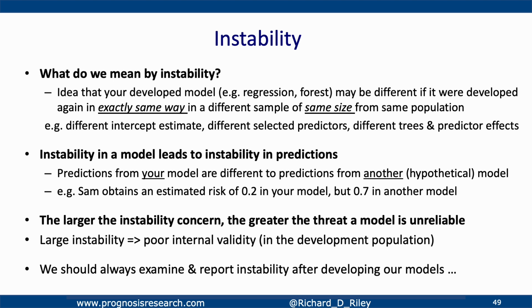So the larger the instability concern, the greater the threat a model is unreliable. Large instability means poor internal validity. So in the development population, the model that you've developed is not likely to perform well, even in that development population, let alone in an external validation of a different population. So Gary and I recommend that we always examine and report instability after developing models, because it can expose whether a model is likely to be reliable in new data, and therefore dictates which studies should be prioritised for further validation, like in an external validation.